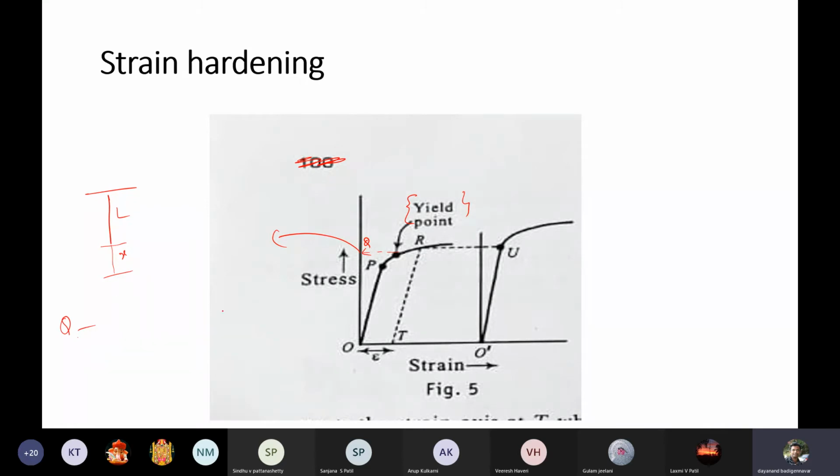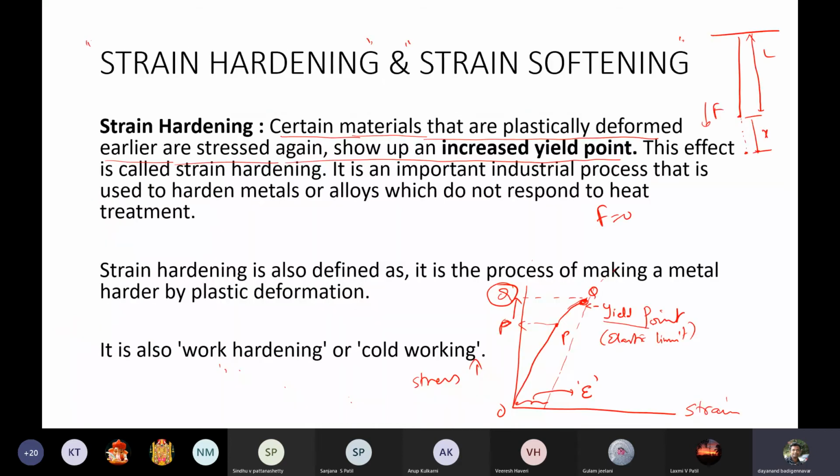ಆದ್ರೆ ನಾವೇನ್ ಮಾಡ್ಬೋದು ಅಂದ್ರೆ ಈ yield point, ಈಗ ನೋಡ್ರಿ Q ಐತಿ, ಇದಕ್ಕೆ yield point ಅಂತೆ. ನಾನು yield point ಅನ್ನ ಜಾಸ್ತಿ ಮಾಡಬಹುದು. What I can do, I can increase the yield point Q. It can be increased though, so that you can apply more stress to it. So if I take such a yield point, okay, look here, for a certain material that is already deformed and stressed again and again, show up an increased yield point.